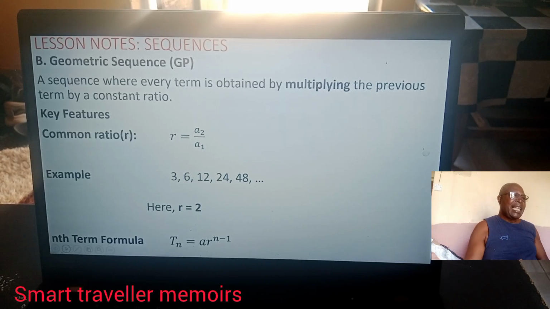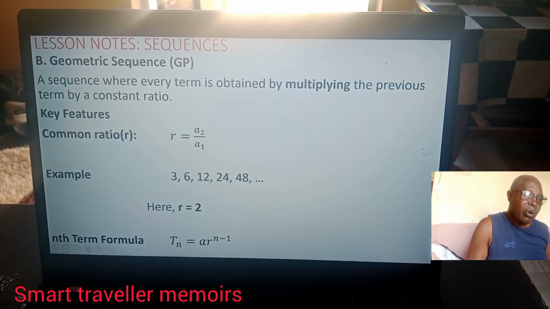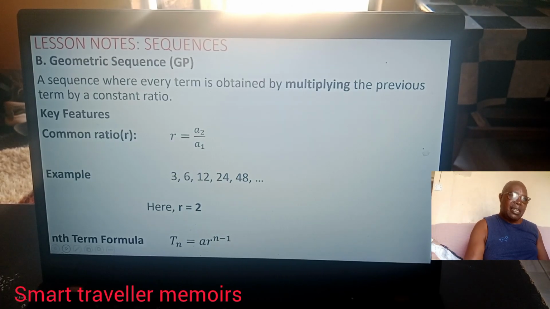Now, to get any term, or the nth term of a GP, the formula is Tn is equal to a r raised to n minus 1, where n is the term you want, a is the first term, and r is the common ratio. If you use that formula, you get any term in the GP.